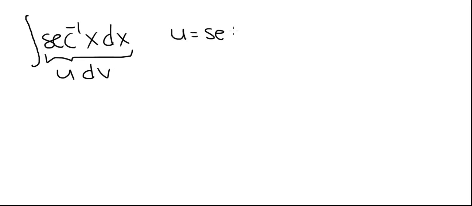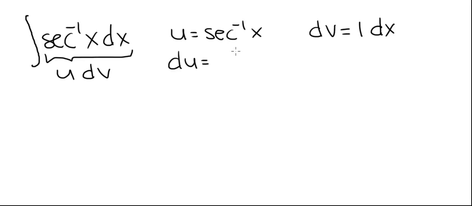It has to be inverse secant of x, because if dv equals inverse secant, to go from dv to v, we must integrate. That's what we're trying to do in the first place. So dv has to be 1, so 1 dx. du, remember the derivative of inverse secant, it's 1 divided by x times the square root of x squared minus 1, and v will be x.